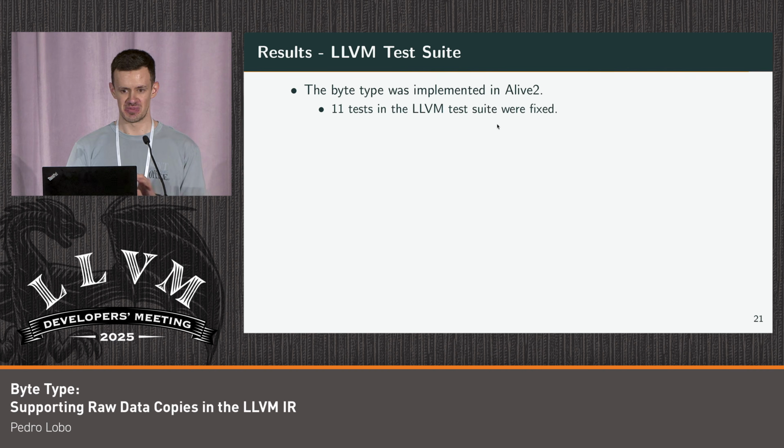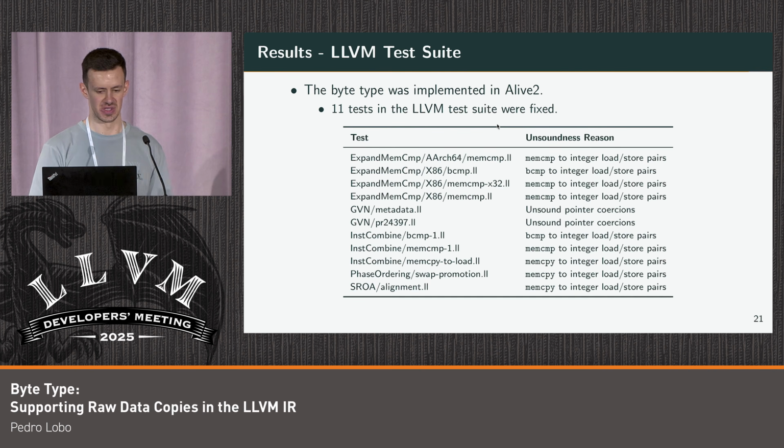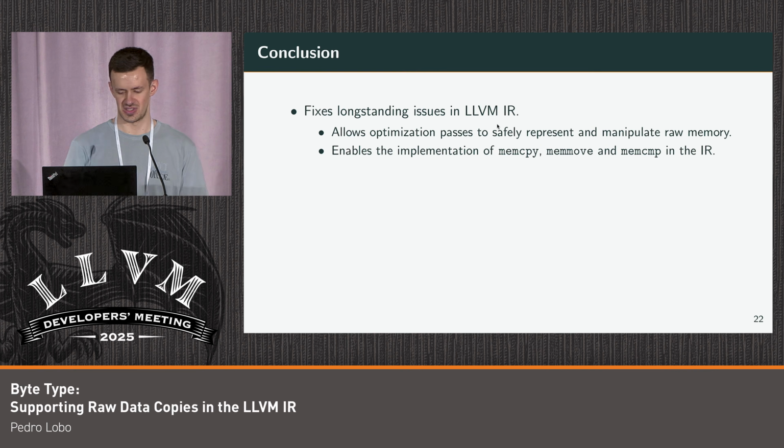We also implemented the byte type in LLVM and ran it over the LLVM test suite. We found that by introducing the byte type to the LLVM IR, we fixed the tests that were previously reported as unsound by Alive. Mainly these tests were caused by unsound lowerings of memcmp and memcpy to load/store pairs, and some of these tests were also caused by unsound value coercions, mainly performed by GVN.